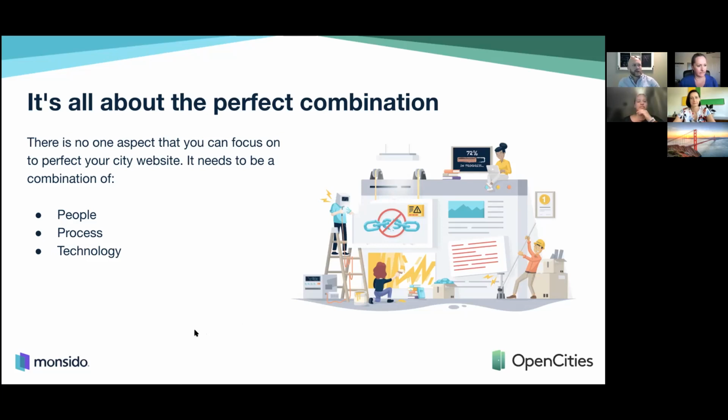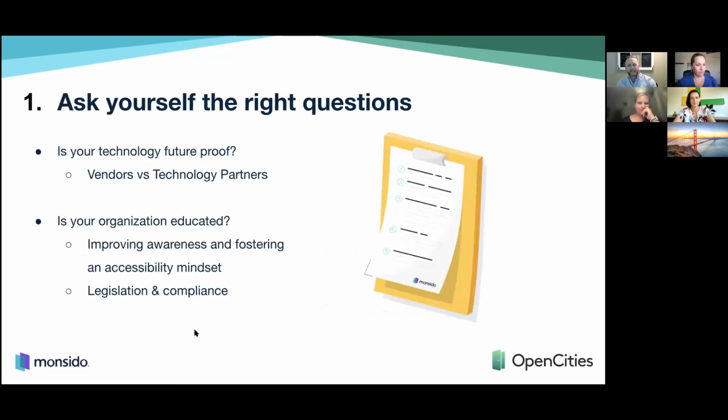So a couple of things that we want to leave you with that you all can start thinking about. On the next slide, really bring in, whether that's yourself or you've got some additional champions at the government, and ask yourself the right questions. Is your technology future-proof? Are you partnering with the right organizations that just give you technology? Or are you partnering with organizations that also help be thought leaders, that help you continue to be future-proofed?